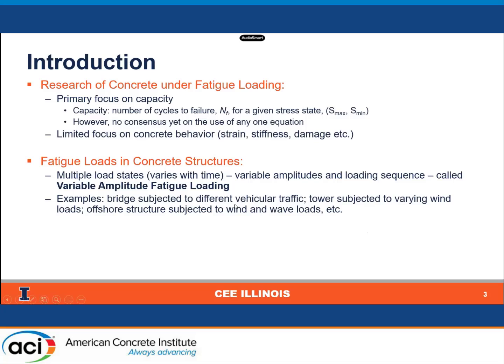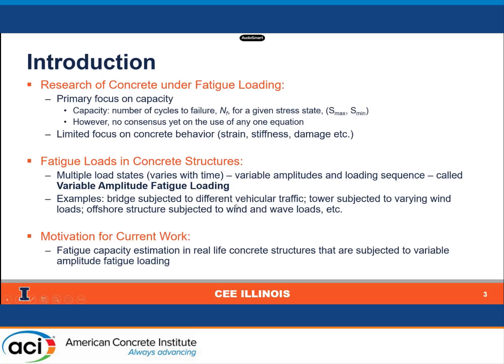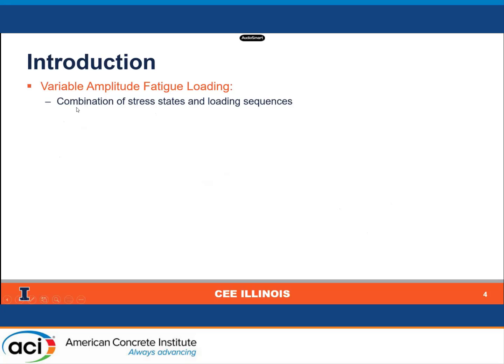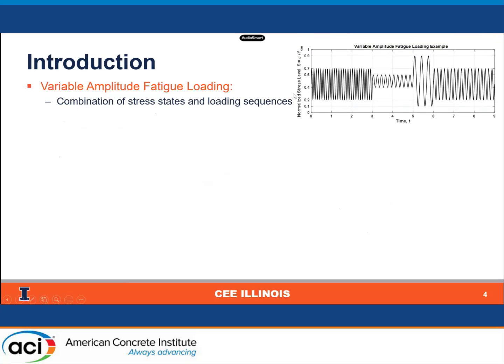Which leads to the motivation for this research: to estimate the capacity of a given structure when it is subjected to variable amplitude fatigue loading. As I said, variable amplitude essentially means there's a combination of stress rates and loading sequences. One example would be something as shown here, where you have some number of cycles, let's say N1, in some stress state S1. Then you have N2 in S2, N3 in S3, N4 in S4, and so on and so forth.